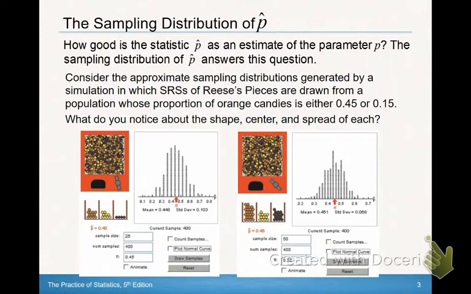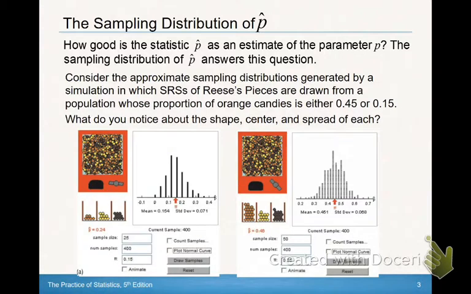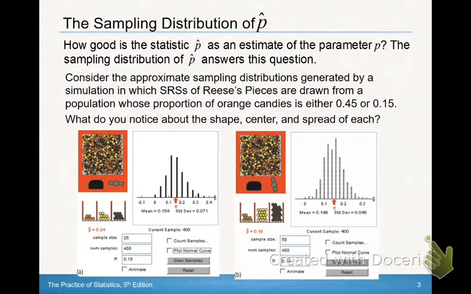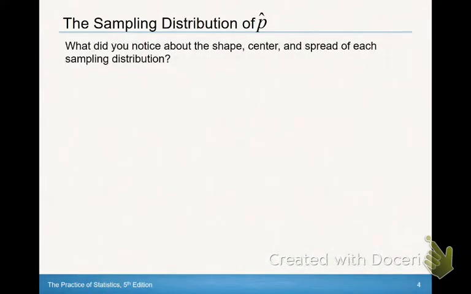So there's what came up with the applet. And notice that our sample size changed from each of those, from 25 and then to 50 on the second one. So let's see what that means. Here we have it for the 0.15. And let's talk about what we notice about the shape, center, and spread of each of those.